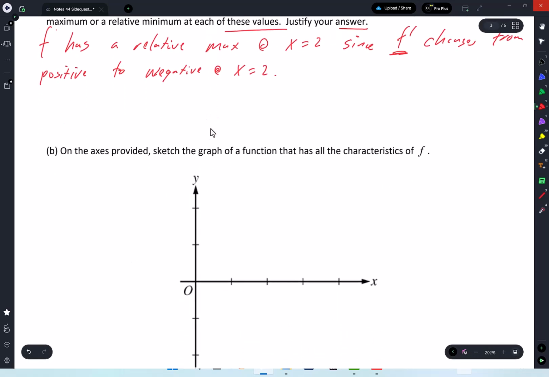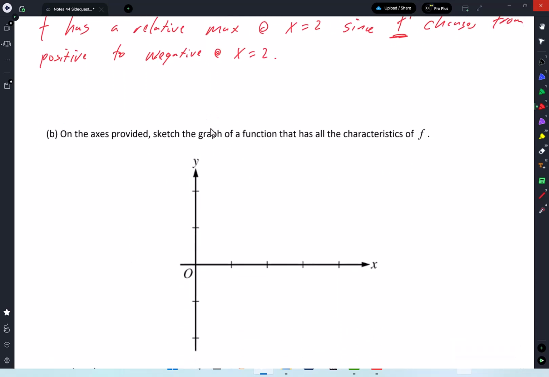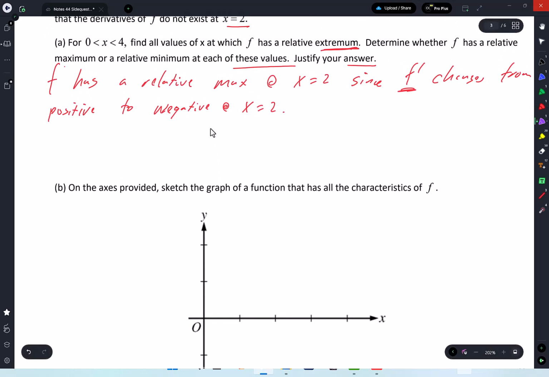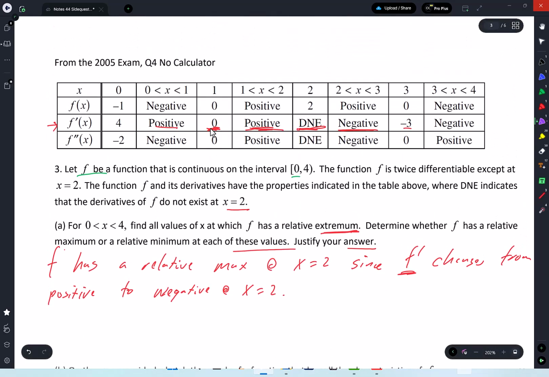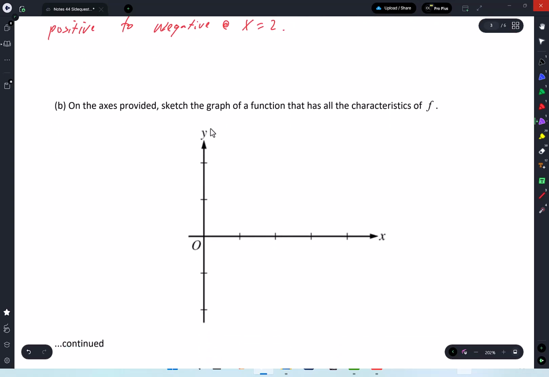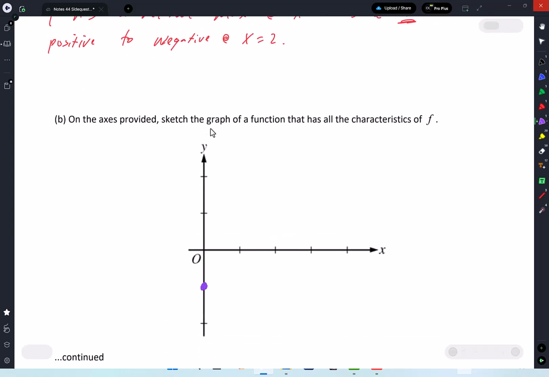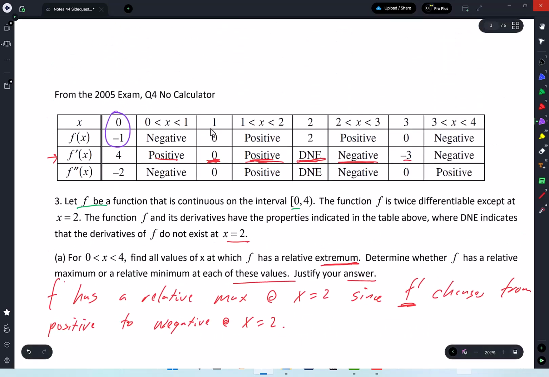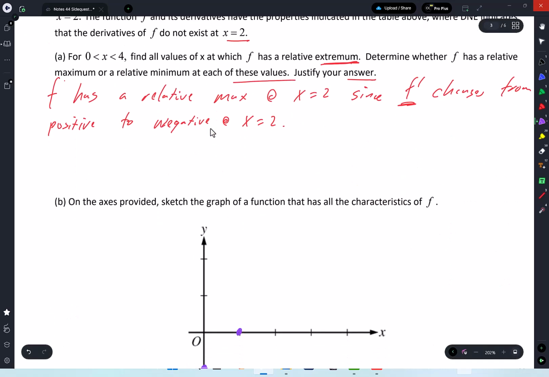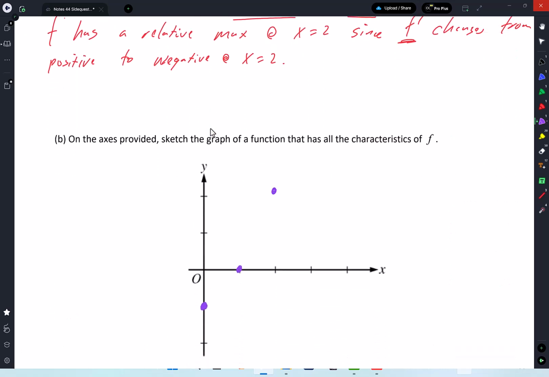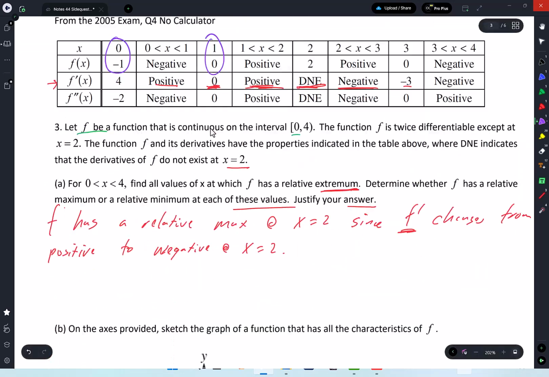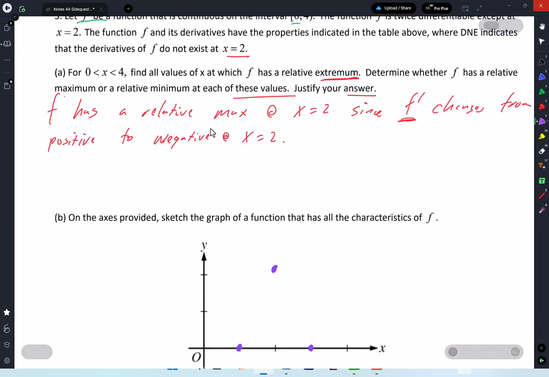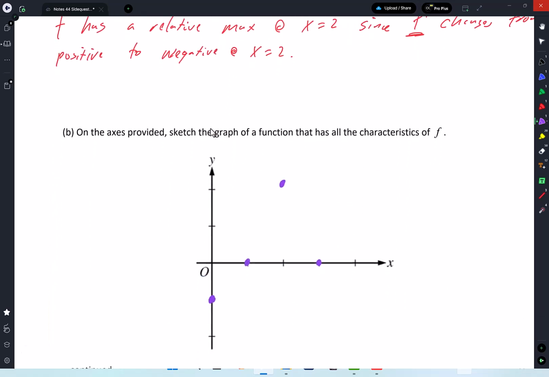All right, letter B. On the axis provided, sketch a graph of the function that has all the characteristics. Okay, here we go, guys. First thing you do, plot the points. Plot 0, -1. So go to 0, -1, plot the point. Let's see, what do we got? 1, 0, plot the point. What's the other point? 2, 2, plot the point. 3, 0. And do I got anything at the fourth? Nope, they don't tell me anything.